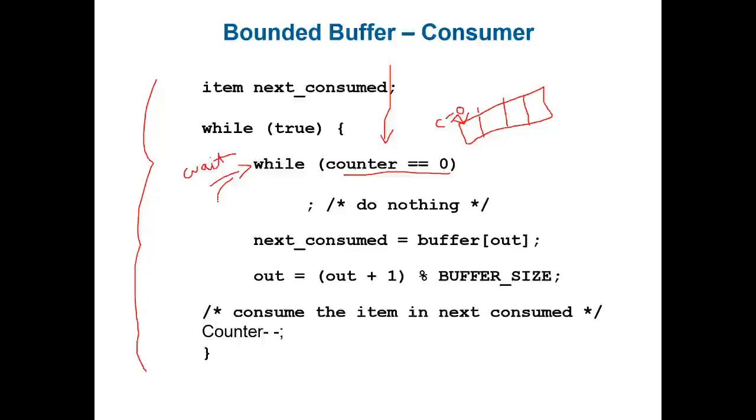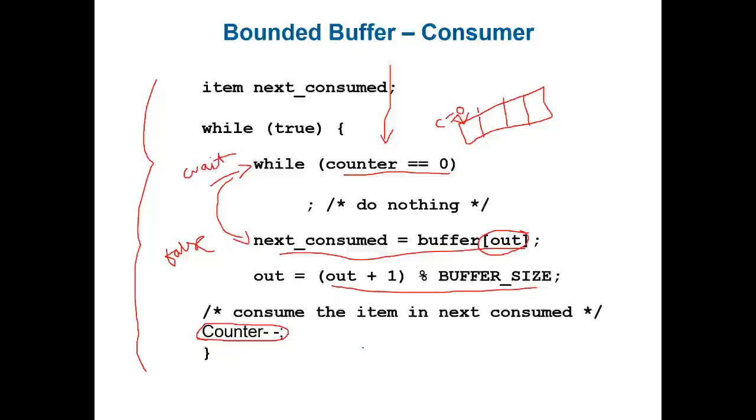When the condition becomes false, it is going to consume the data from the slots, and the out index will keep track of that. It will increment the value of the index because it has consumed. And after consuming, it is going to decrease the value of counter.